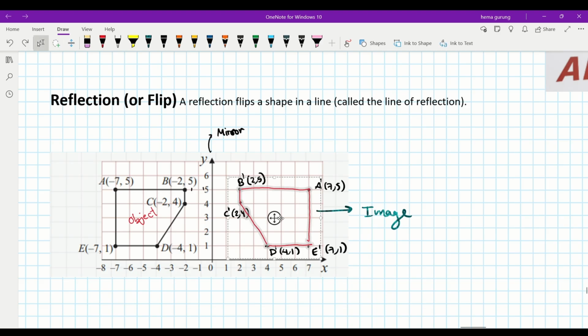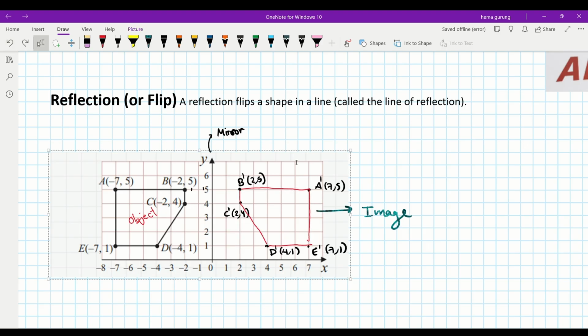Now, I'm going to flip it. This is the flipped image. Now, if I put it here, can you see it exactly fits here? That is why the object and the image are congruent to each other. That is why reflection is an isometric transformation. What was an isometric transformation? That the object and image are congruent to each other.